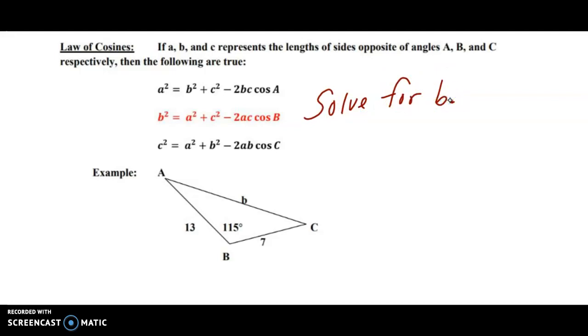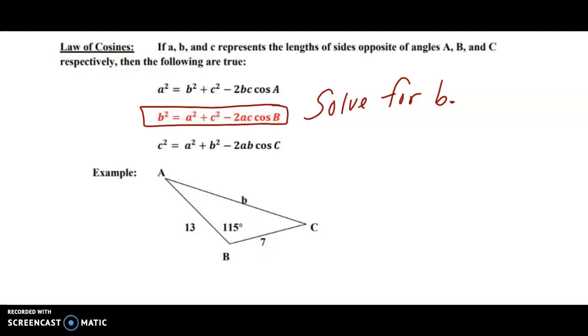So we're going to solve for little b. The only angle involved here is angle B. So this is going to be the format of the formula you're going to use. It's all very similar. It just depends on what angle you have or what angle you're using. So we have angle B, we're going to be using angle B, so that's why we're going to choose this one.